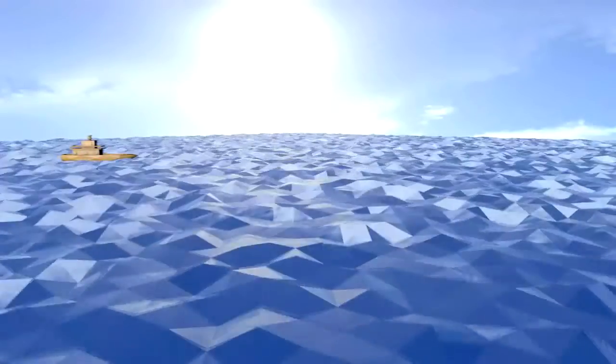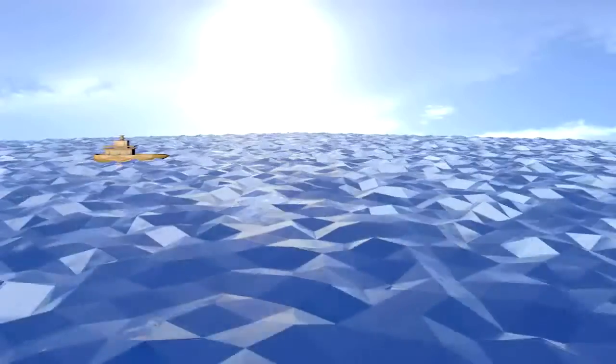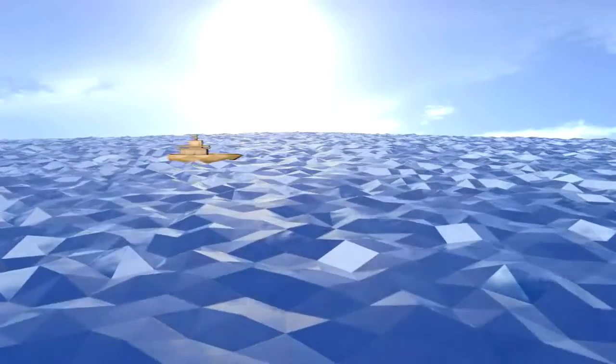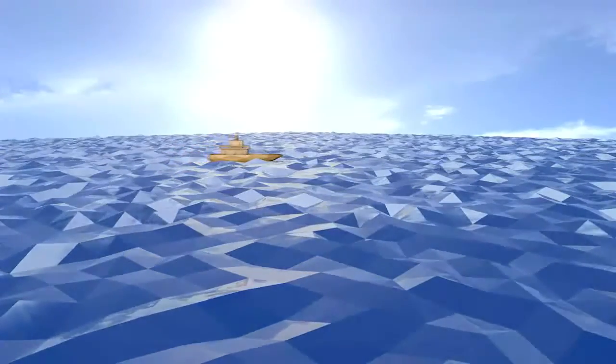We are once again at the ocean. 90% of all evaporated water vapor in the atmosphere comes from the oceans. Oceans also allow water to move across the globe.